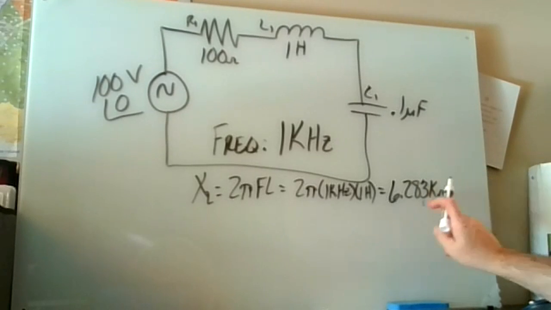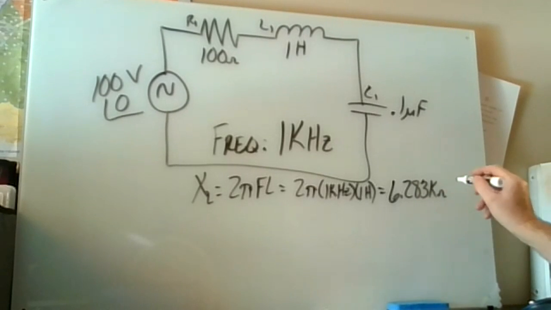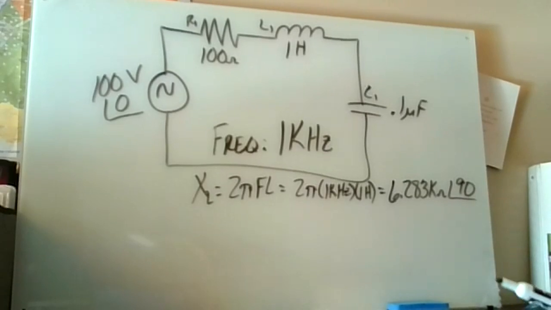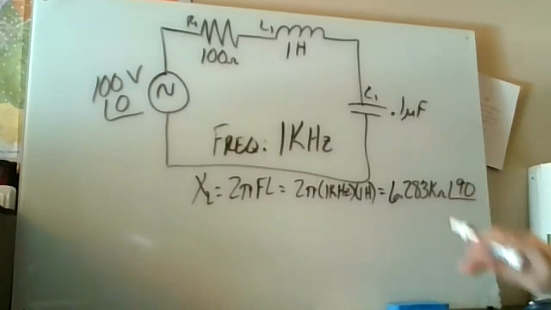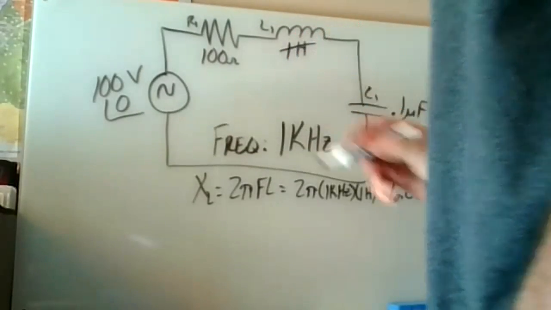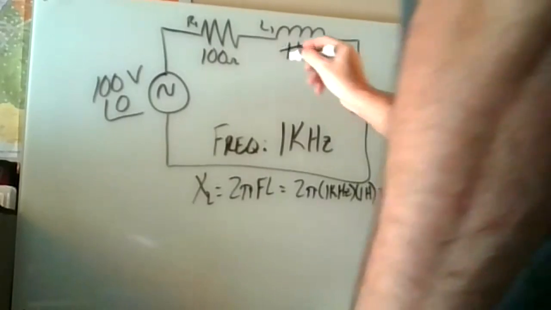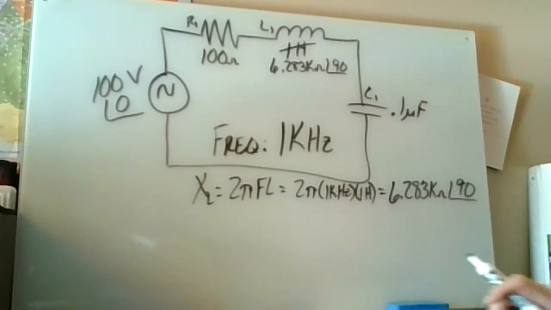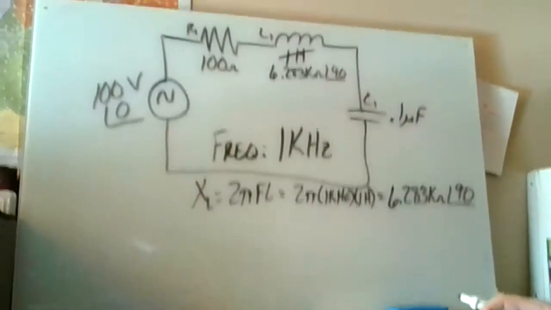6.283K ohms, with an angle of 90 degrees because it's an inductor. Now I'm going to go back to my circuit and ever so gently line out that 1 Henry and write 6.283K ohms at an angle of 90. Okay, cool. I got that. Is everything in ohms now?